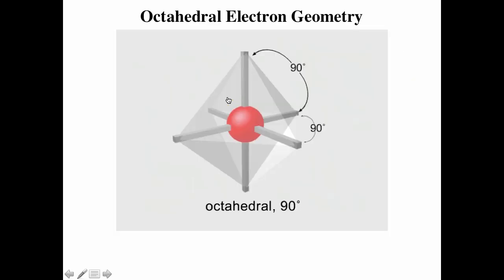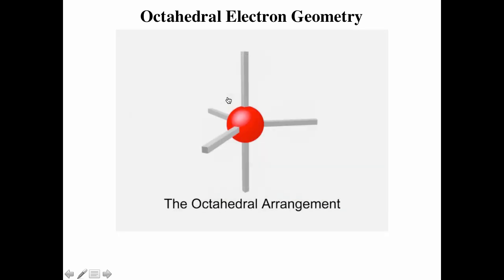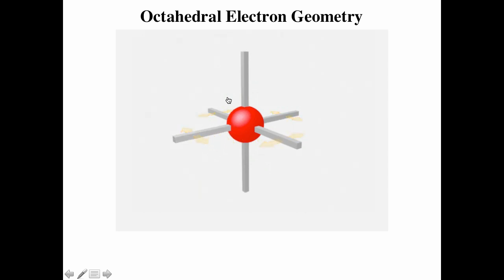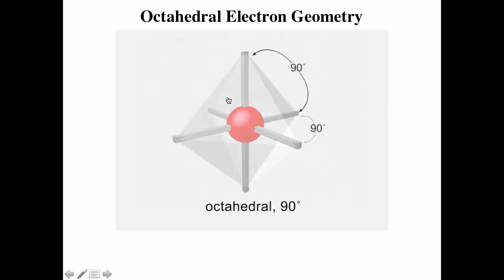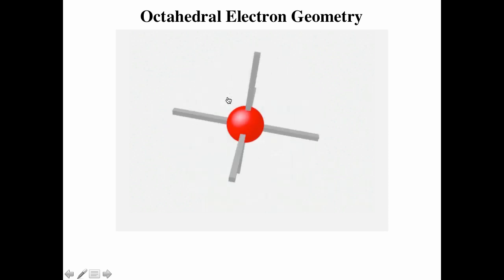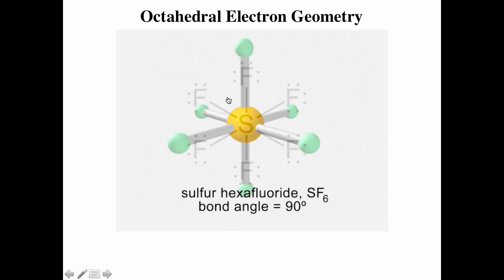The last one I'll talk about is where you have 6 regions of electron density. And again, you can have 6 regions because elements in the 3rd row of the periodic table and lower can have more than 8 valence electrons. This arrangement has 6 electron groups attached to the central atom. Repulsions are minimized when the groups point to the corners of an octahedron and thus lie 90 degrees apart. Sulfur hexafluoride has an octahedral shape.